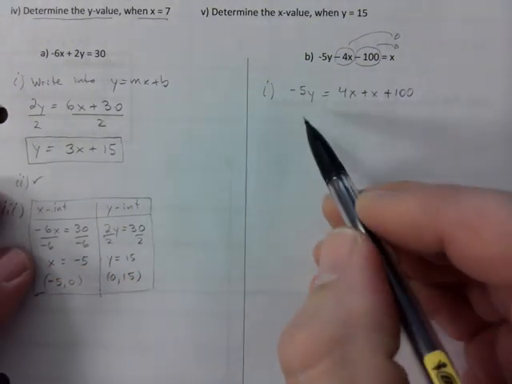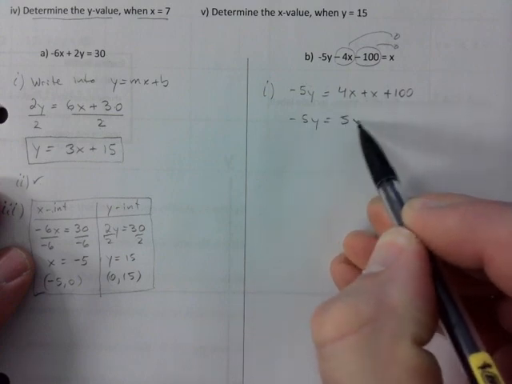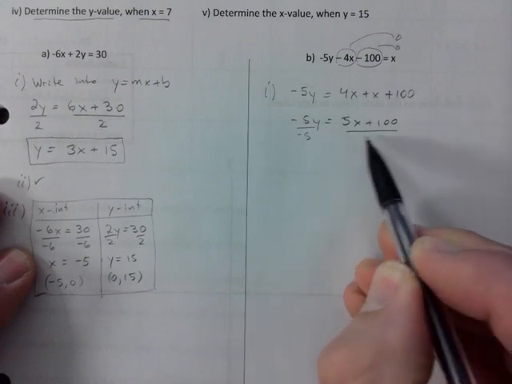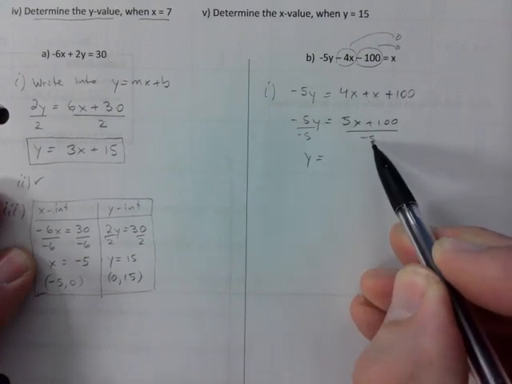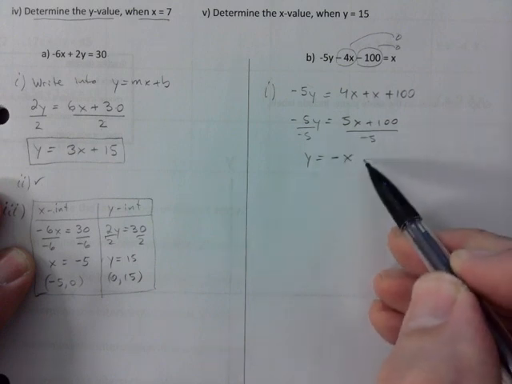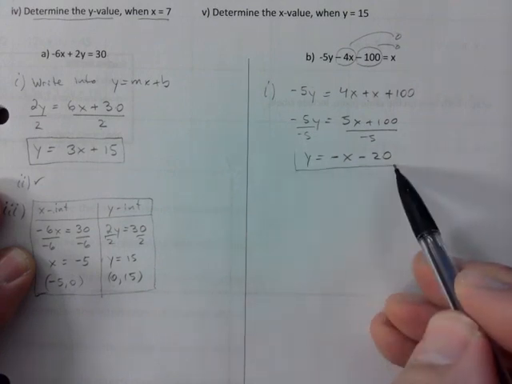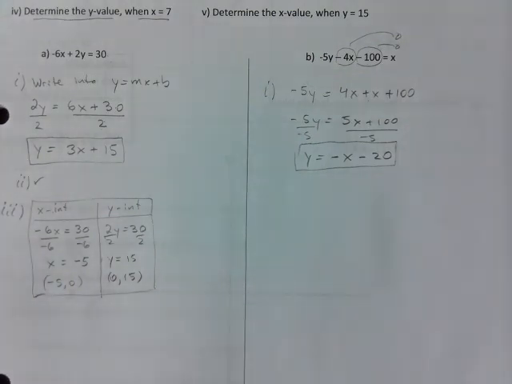Okay, so that's my first step. I'm going to clean that up a little bit. That's 5x plus 100. Divide both by negative 5. And 5 and negative 5, that's just negative 1, right? So it's negative x. And this is negative 20. So this is the equation that you should have. This is the one you can enter into your calculator. So that's going to be very important to us.